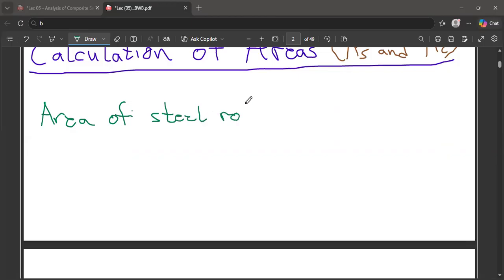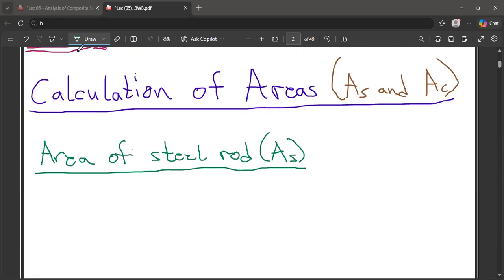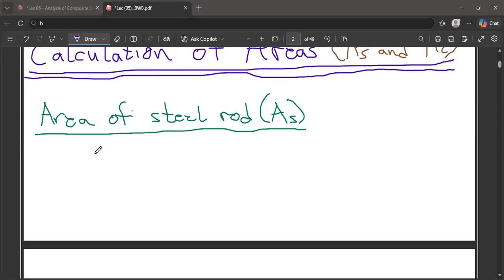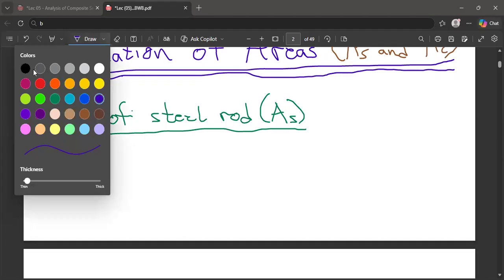Area of steel rod. And then the area of steel rod, we can denote it as what? AS. The area of steel rod can also be denoted as the AS. As beautiful as that. So for the area of the steel rod, it's just a solid one.